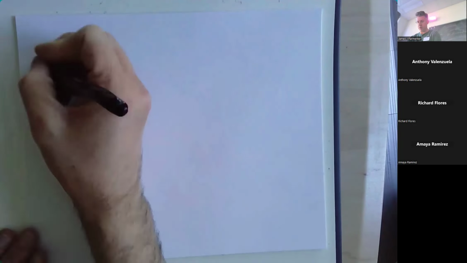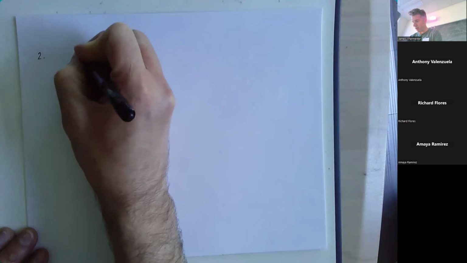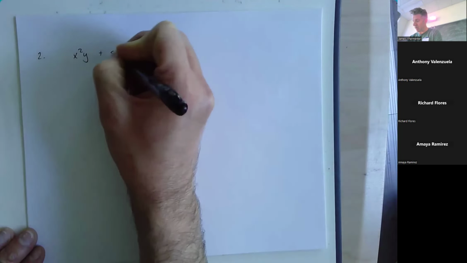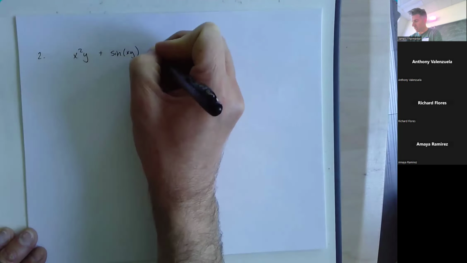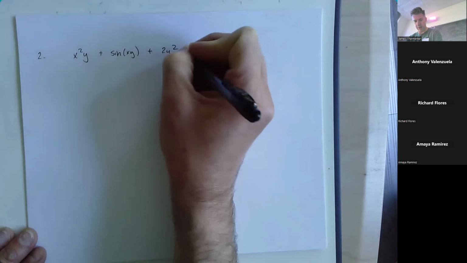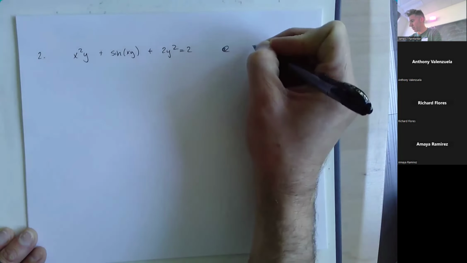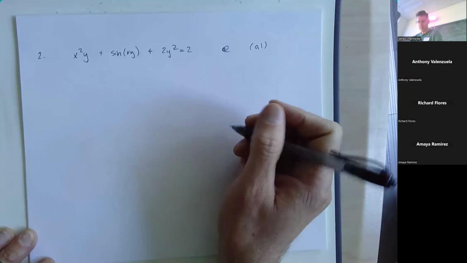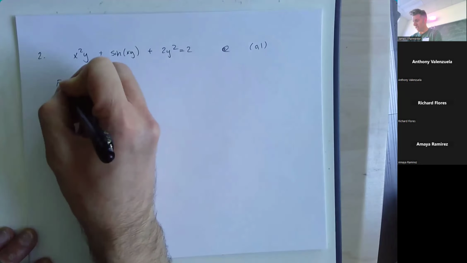All right, so let's see here. Find the equation of the tangent line to the curve x squared y plus sine of xy plus 2y squared equal to 2 at the point (0, 1). We want to find the equation of the tangent line.